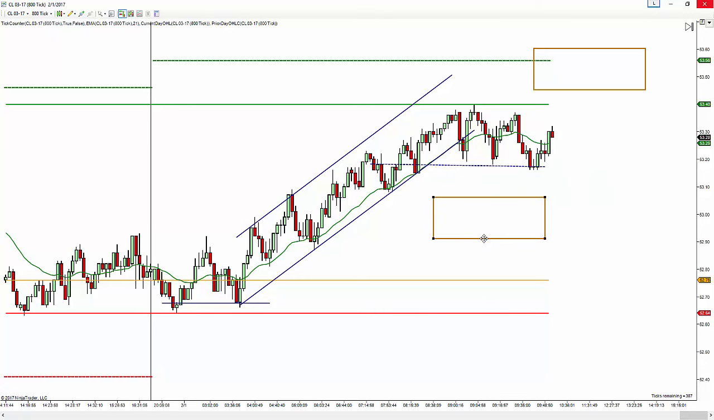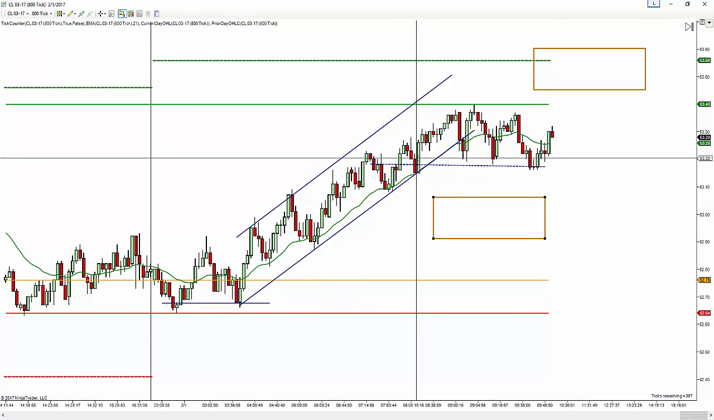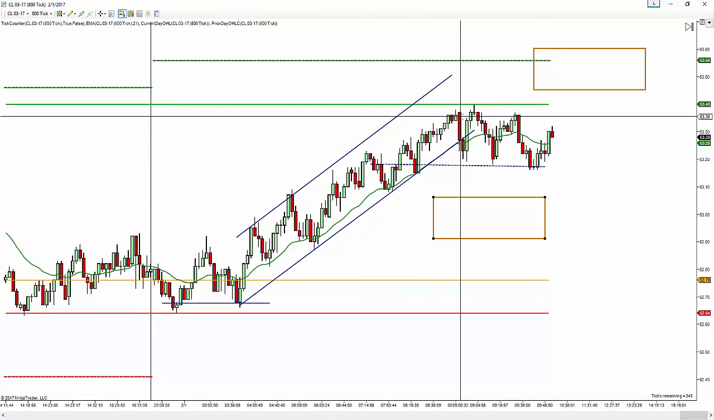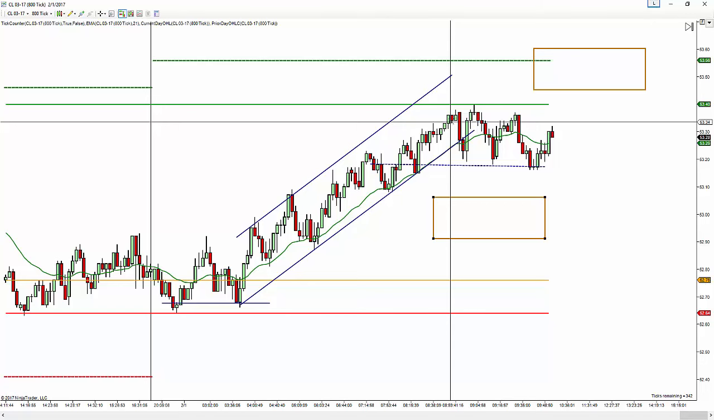What I wanted to show here is this morning. Let me just mark off the time here. On the overnight, prices moved up, and this is where price turns back down to this trend channel at about 8:22. This is the open right here at 9 o'clock. Prices come up, come back down, and it's rotating around this area.